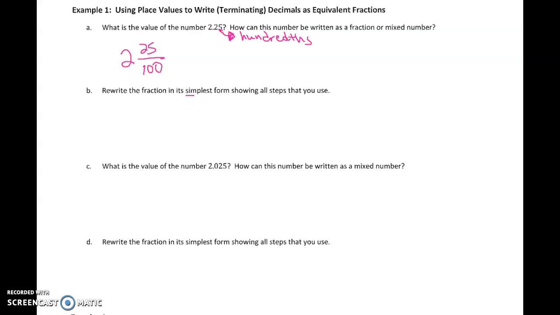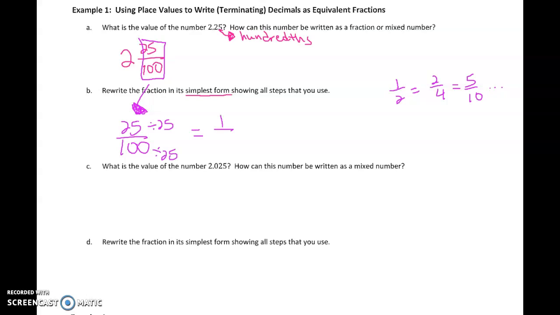Now it says rewrite the fraction in its simplest form. We have to write fractions in simplest form. It's something you've been doing for years, and it's something that you need to continue to do. So if I focus right here on this 25 over 100, you need to find its common factors. Now remember, we have fractions that are equivalent. 1/2 is the same thing as 2/4, is the same thing as 5/10, and so on. These are equivalent fractions because they all reduce to 1/2. Well, we need to reduce this. So maybe you can look at both 25 and 100 and say, you know what? 25 goes into 25 and 25 goes into 100. 25 divided by 25 is 1. 100 divided by 25 is 4. So I can reduce this into 1/4.